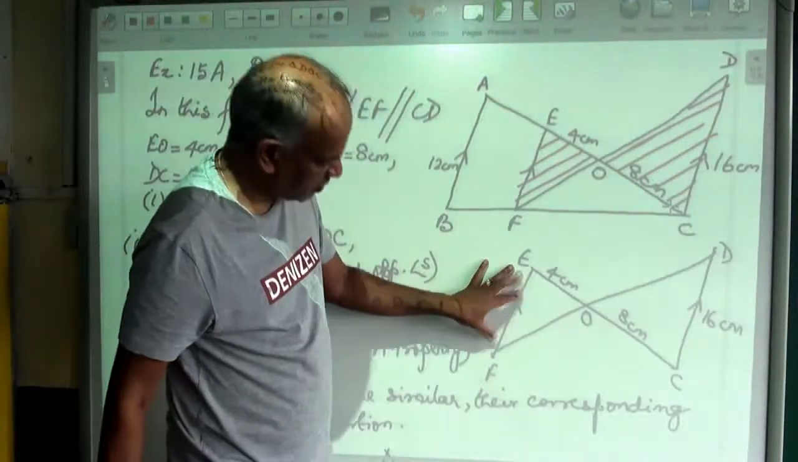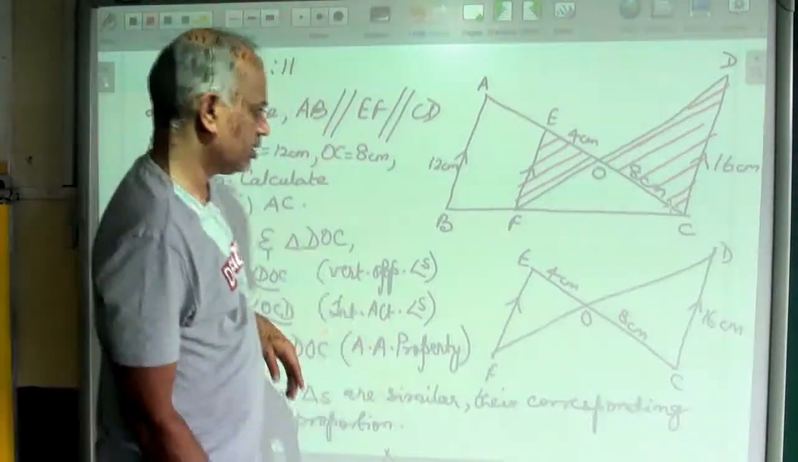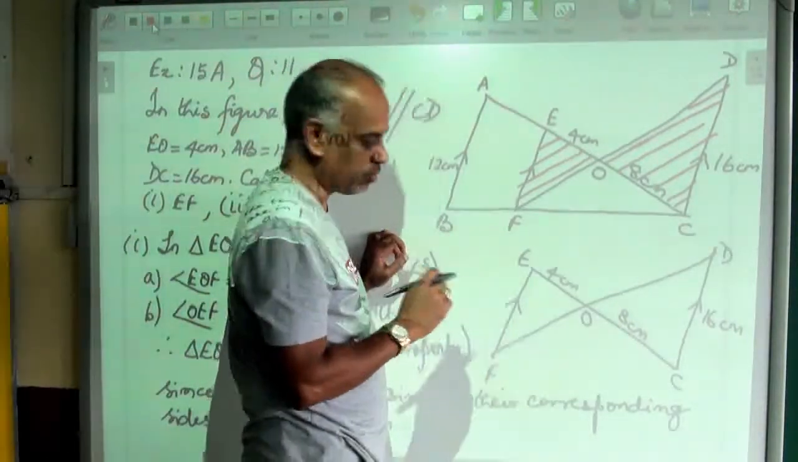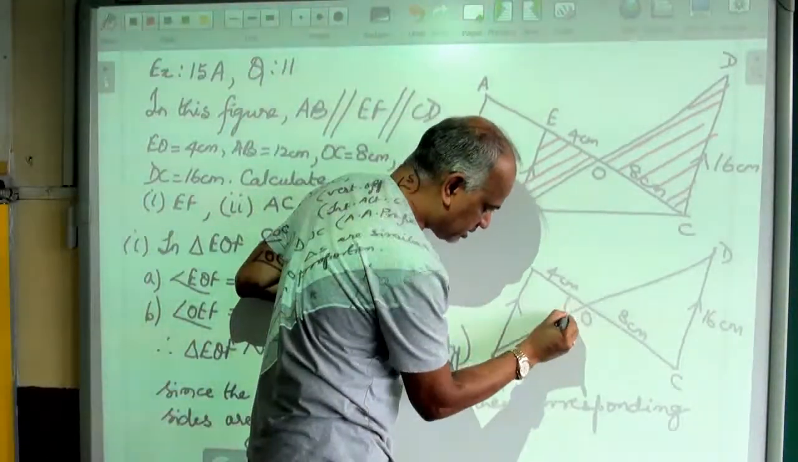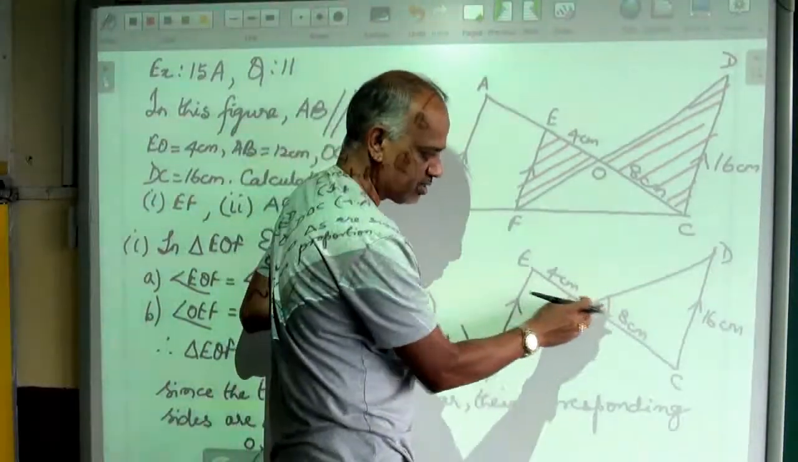First, to find EF, prove that these two triangles are similar. So, to prove similarity, first mark the two angles to be equal. The two angles are, this angle is equal to this angle. It's like the previous one. This angle is equal to this angle.